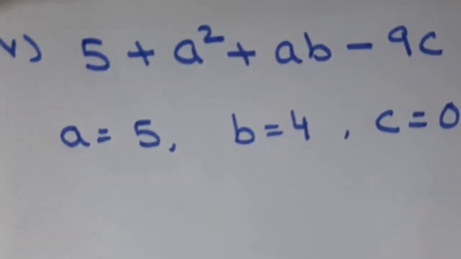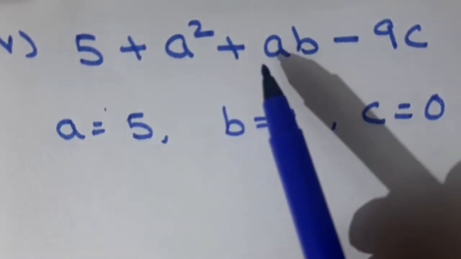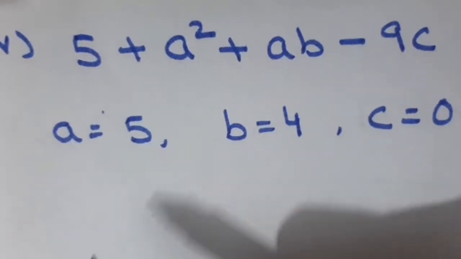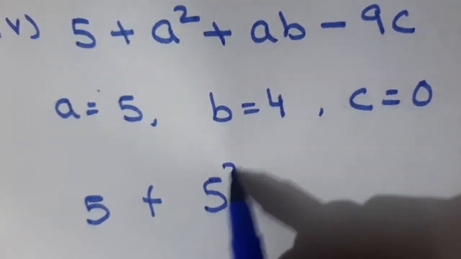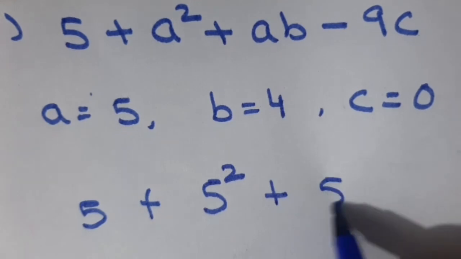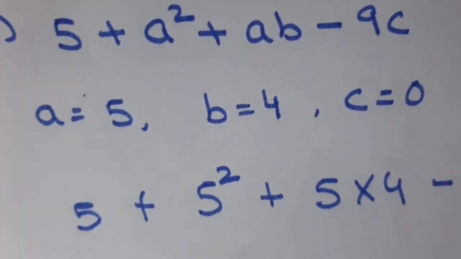Now one more part. Fourth part. 5 plus a square plus ab minus 9c. Here you will write 5. a square means 5 square plus ab, 5 into 4, minus 9c, that is 9 into 0.